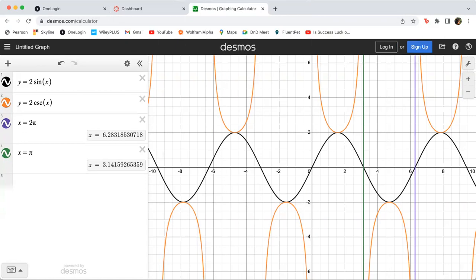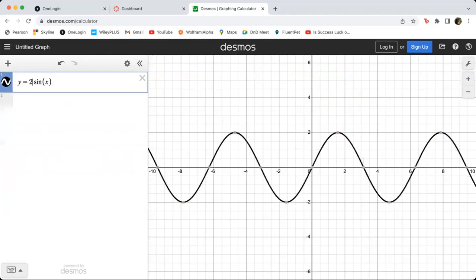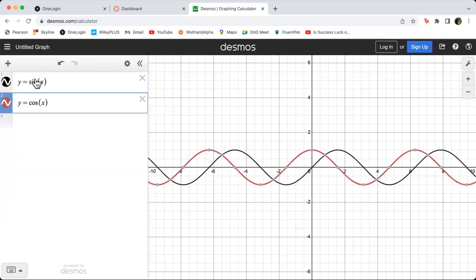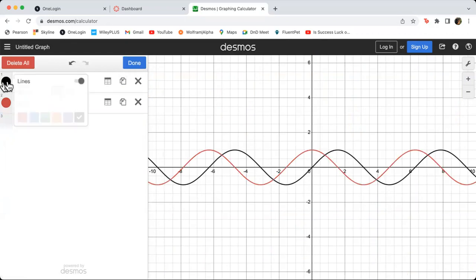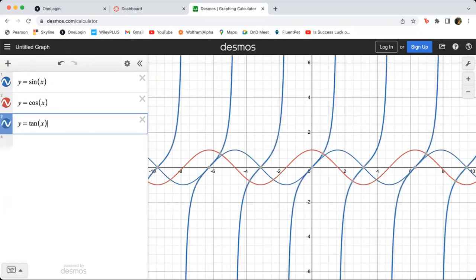Same thing, we can do the same thing with cosine and secant. Tangent is a little bit different. That one's cosine. Let's take a look at what's going on with tangent.